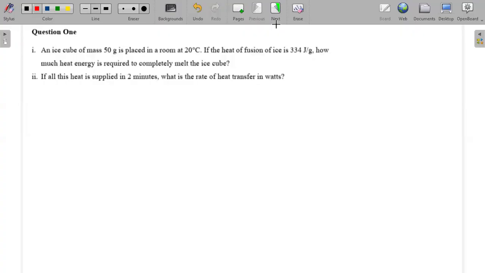So let's solve these questions that are about thermal energy, but also heat. Question one, part one, is reading: an ice cube of mass 50 grams is placed in a room at 20 degrees Celsius. If the heat of fusion of ice is 334 joules per gram, how much heat energy is required to completely melt the ice cube?